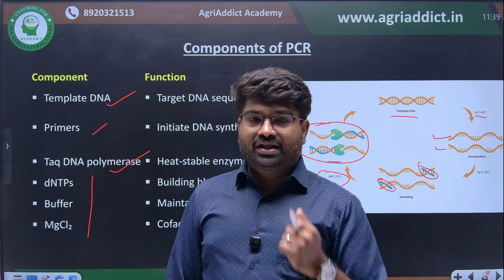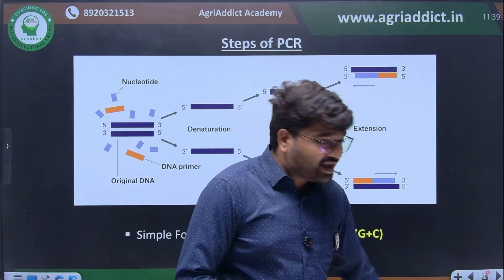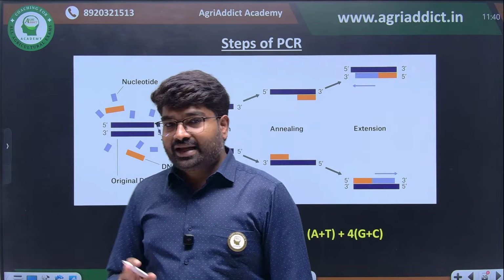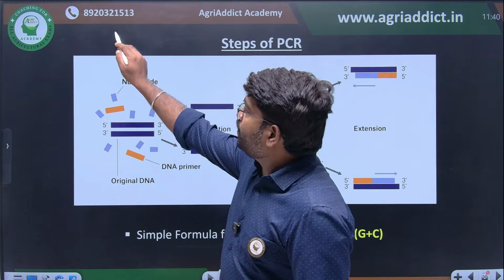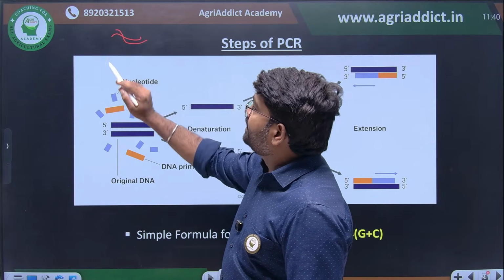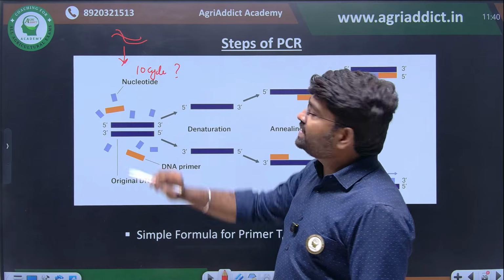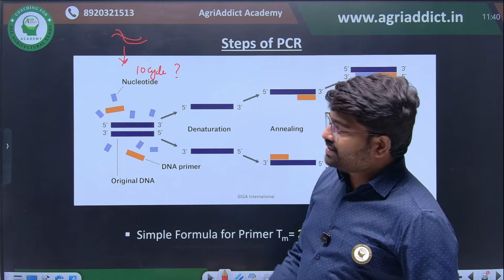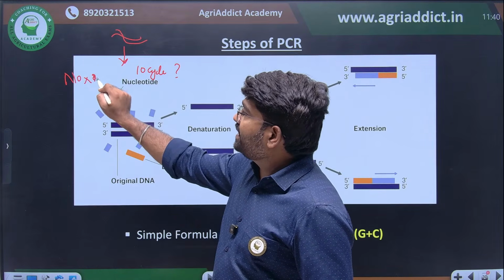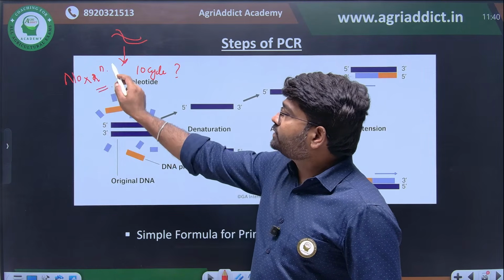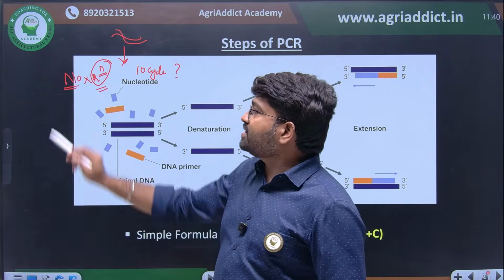The question they will ask from PCR is how to find the final concentration of the molecule. If I take only one DNA molecule, at the end of 10 cycles, what is the number of molecules present? The simple formula is N0 into 2 power N. This is the formula. Here N is the number of cycles, and N0 is the initial concentration of the molecule.